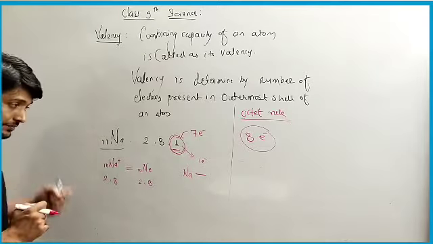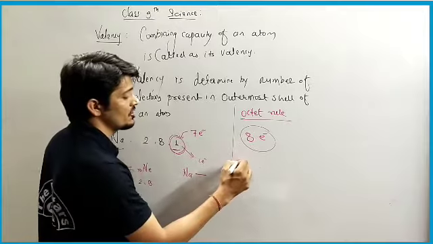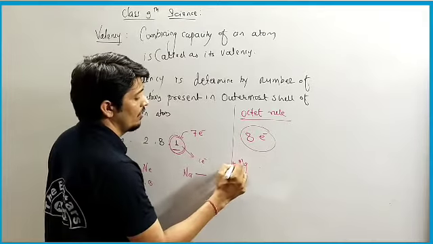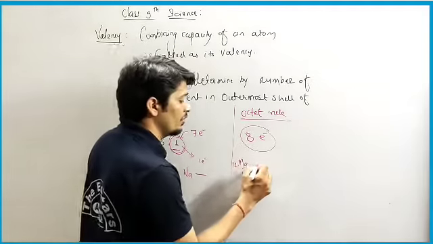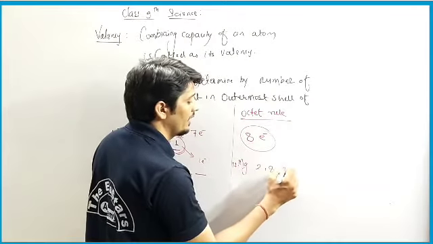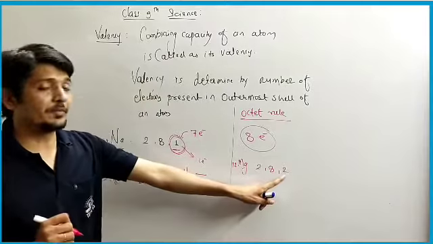Now we'll check the next example, magnesium. We have 12 electrons in magnesium, so its electronic configuration will be 2, 8 and 2. Again the same condition.